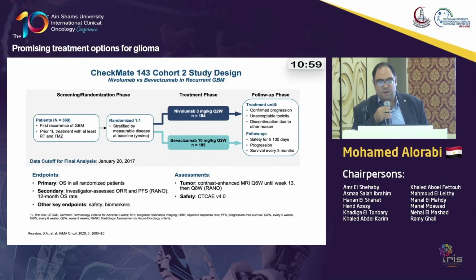We have the CheckMate 143 trial. This trial tested the value of using the PD-1 inhibitor nivolumab versus bevacizumab, 10 milligrams per kg every 2 weeks, in patients with recurrent or progressive glioblastoma.